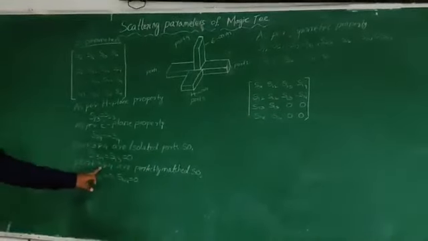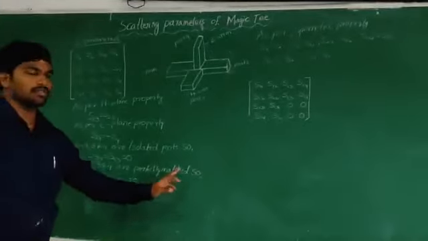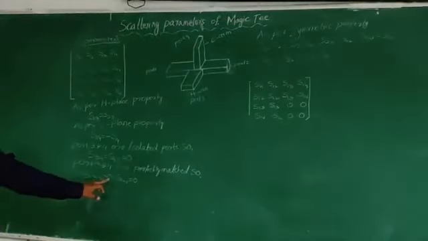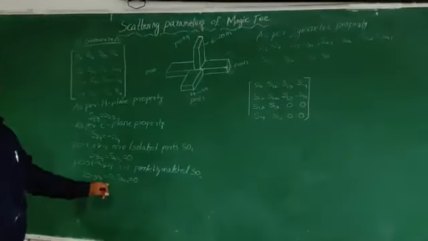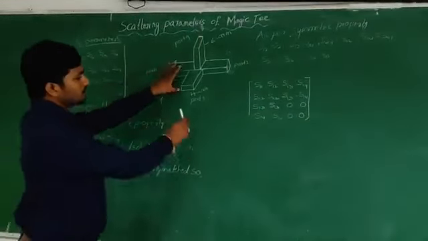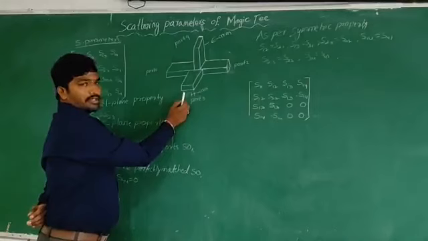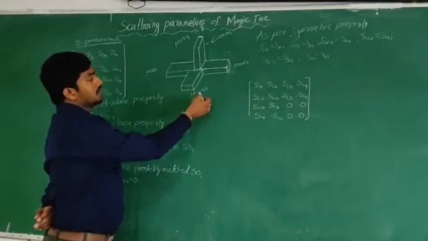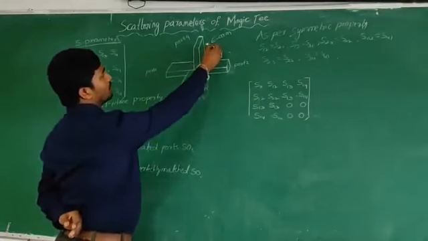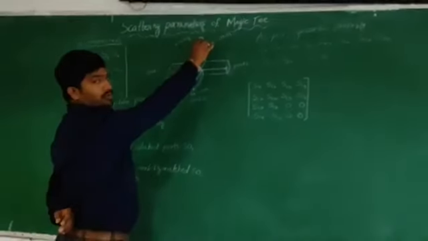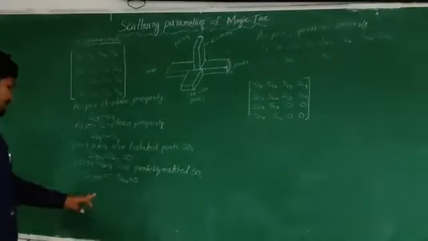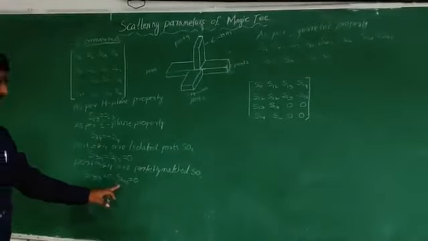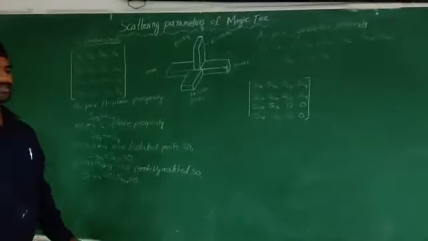Port 3 and port 4 are perfectly matched, so we can write S33 is equal to 0, S44 is equal to 0. Why are we writing S33 as 0? When giving the source at port 3, the reflected power is 0. Similarly, when giving the microwave source at port 4, the reflection of microwave is 0. So we can write S33 is equal to 0, S44 is equal to 0.